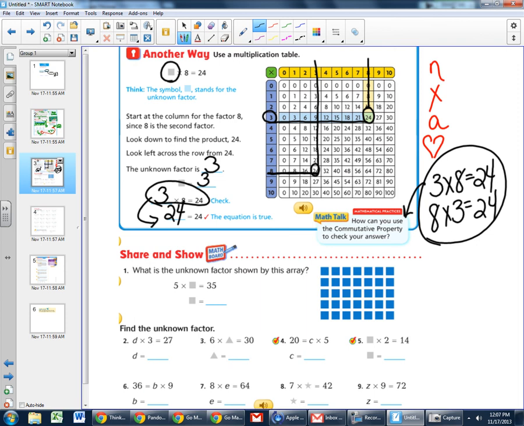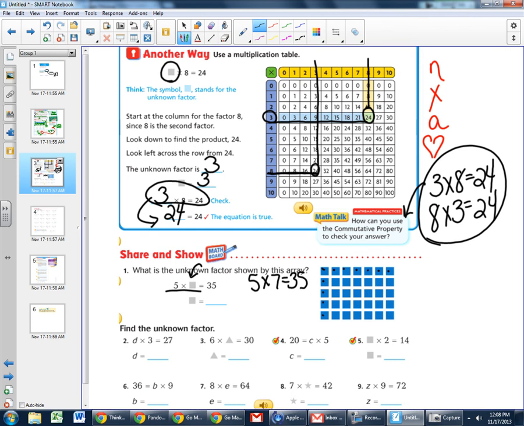Show and share. Number 1, what is the unknown factor shown by this array? So we know that it's 5 times something. So your unknown factor is this square again. We have 1, 2, 3, 4, 5 times something. So 1, 2, 3, 4, 5, 6, 7. So we're thinking it might be 5 times 7 equals 35.